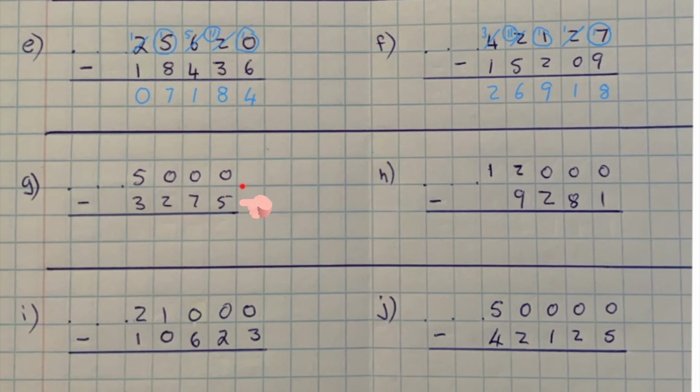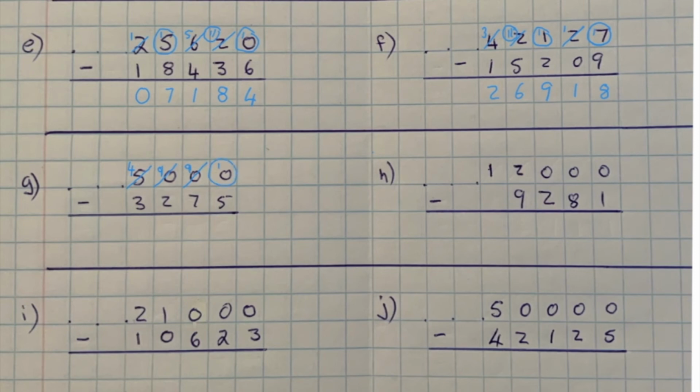We can't give away 5 if we have nothing, so we go to our neighbor, who has nothing, and we go to our next neighbor who has nothing. So finally we go to the 5. And 5 says not a problem, and it lends 1. So this number here now is a 10. So we borrow from the 10, and it becomes a 9. This number now is 10. We borrow from the 10, it becomes a 9, and then we place it there in the units column.